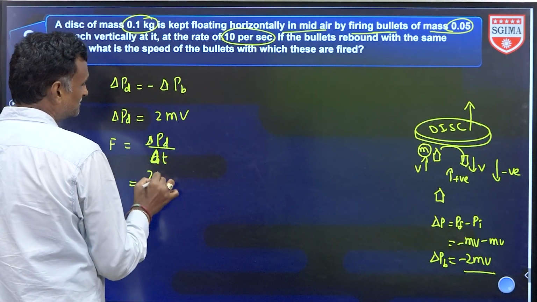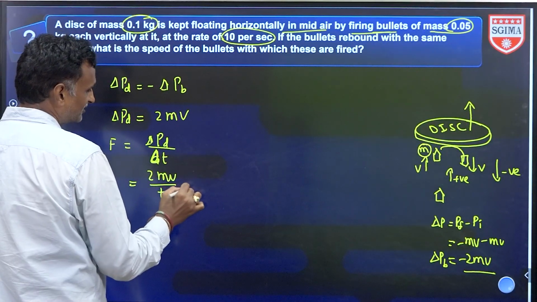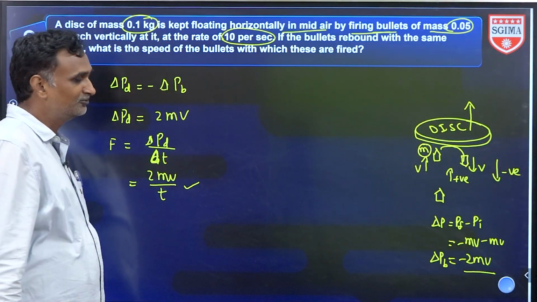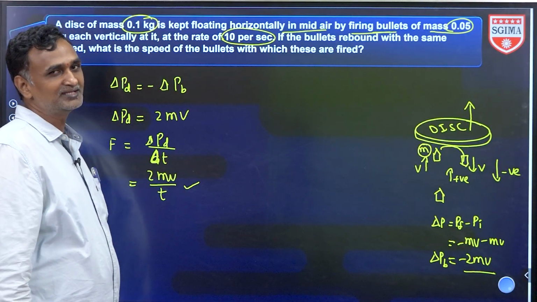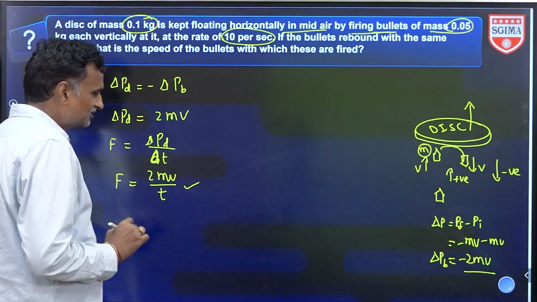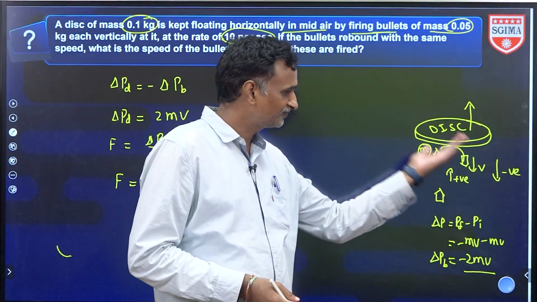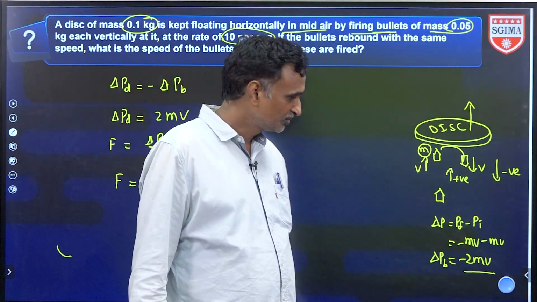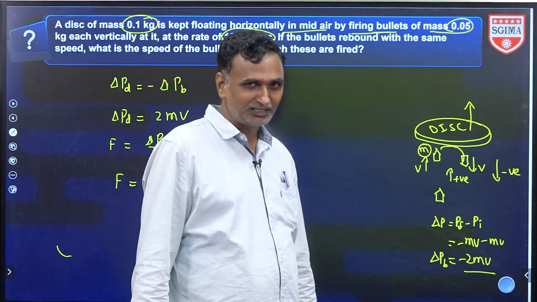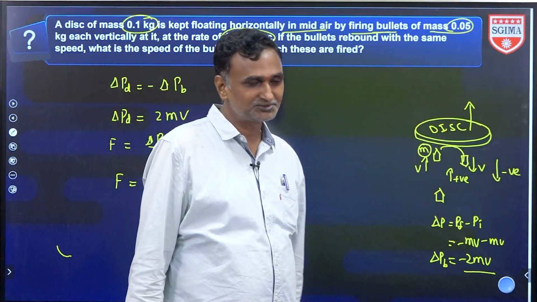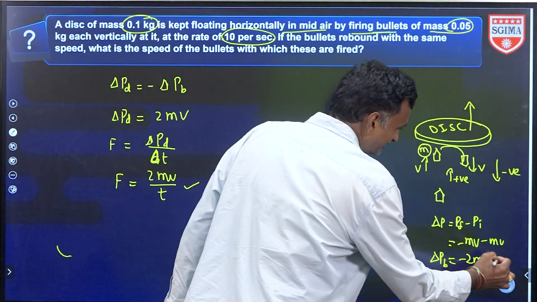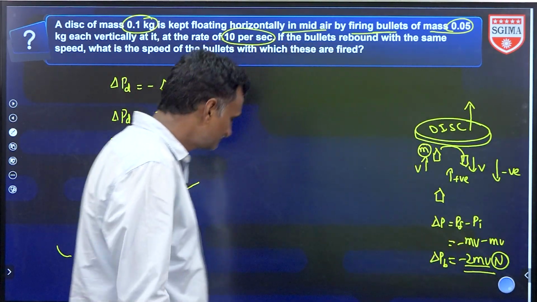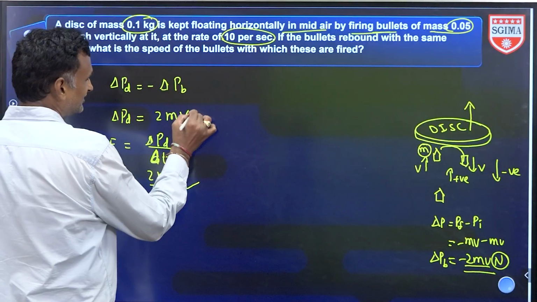So now it is 2mv by t, for a fraction of a second. Here 1 by t we can also take as a frequency. The same concept we can derive here, and I have derived this equation for one bullet. But here not one bullet is striking, n number of bullets are hitting. So for one bullet it is this much, for n bullets it is n times this much. And the same could take place on the disc also.